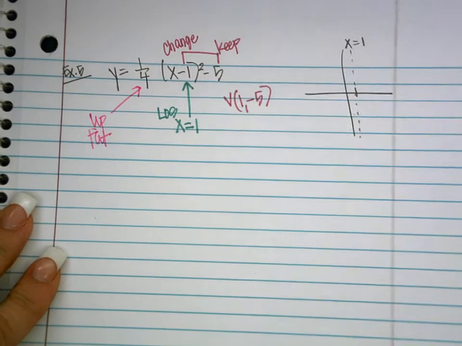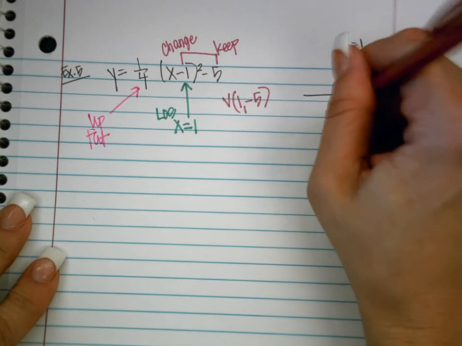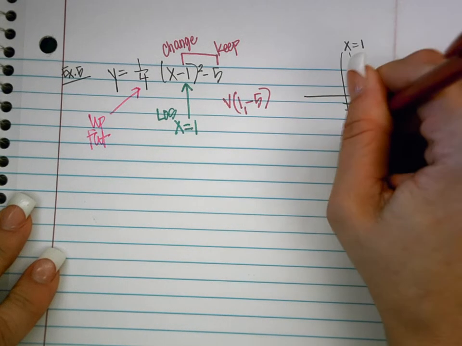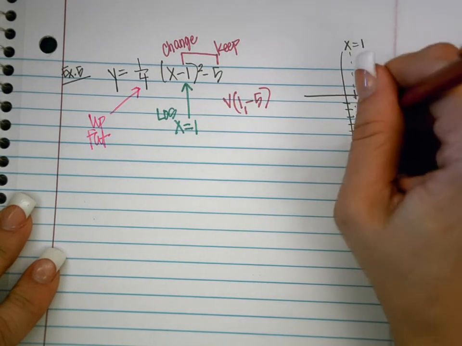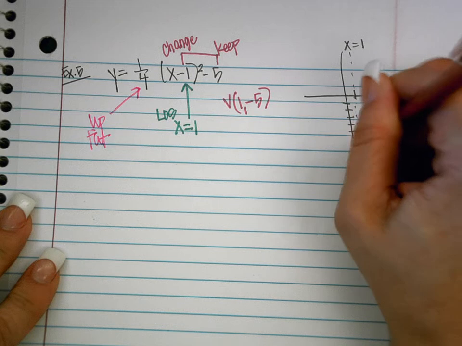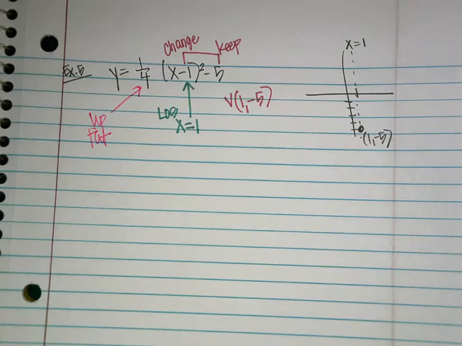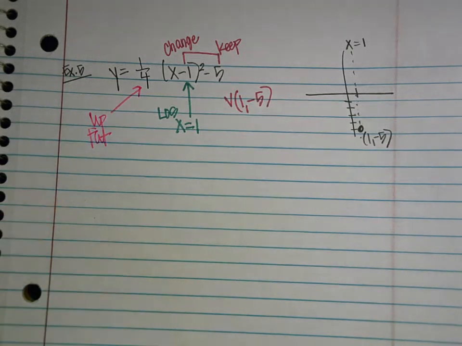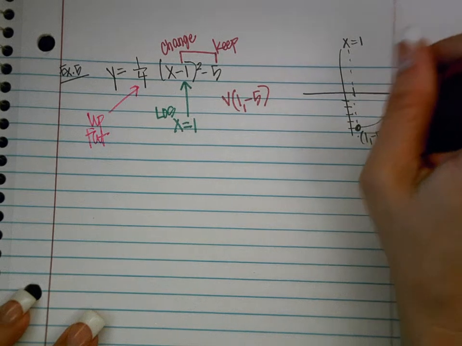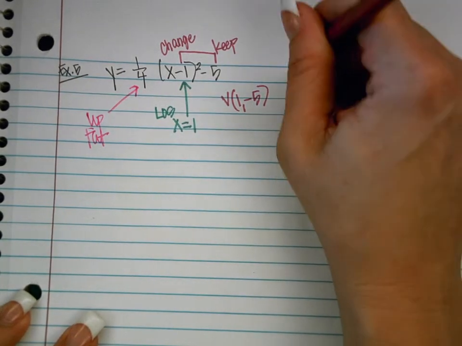Vertex is at over 1, down 5. Again, yes, I do want these labeled. And then sketch your parabola. And we said that this is going to be what? Fat. Okay, I want you to think of fat kind of like a satellite dish. That's what it should kind of look like. So fat goes basically kind of like that. That's it.